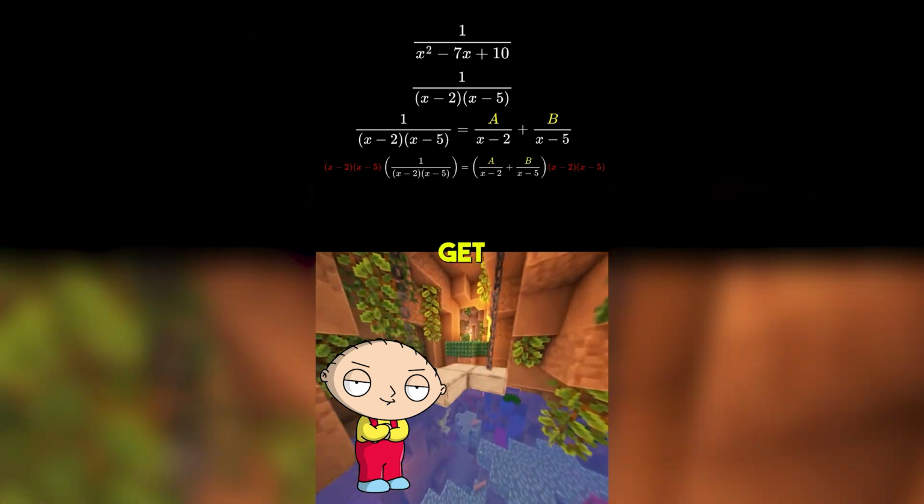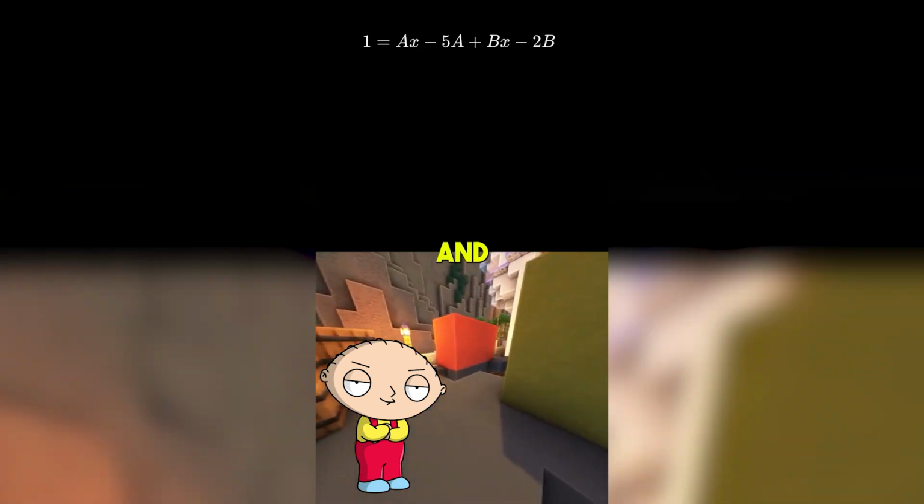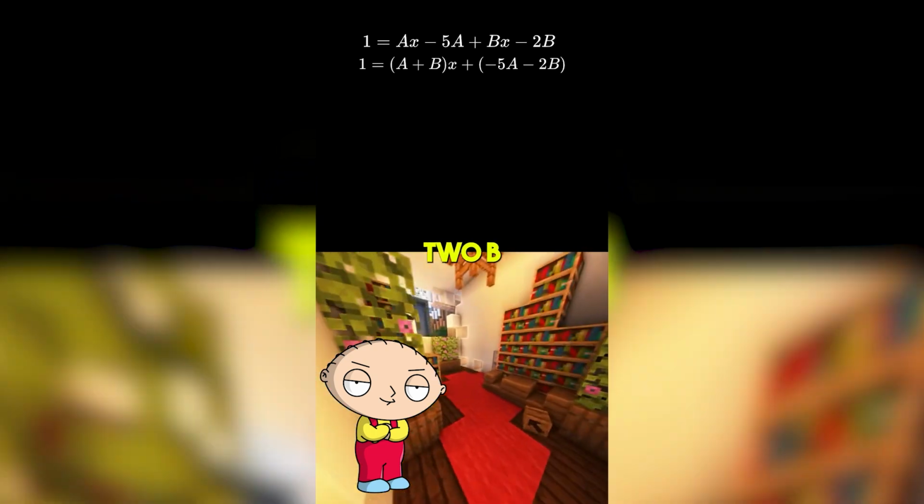We multiply both sides of the equation by x minus 2 and x minus 5 to get rid of those denominators. So, we get. Let's expand both terms on the right side. So we get 1 equals a, x minus 5, a plus b, x minus 2b. Now, we can group the terms with x and the constant terms. So we get 1 equals a plus b times x plus negative 5a minus 2b.